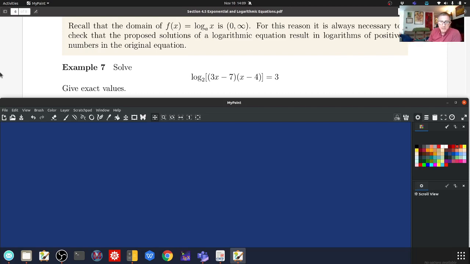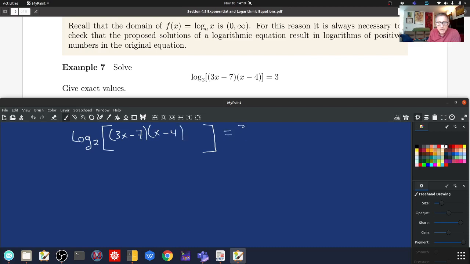So we want to solve the following. And this is an interesting question. So this is the base 2 log, in parentheses, of 3x minus 7 times x minus 4, is equal to 3.